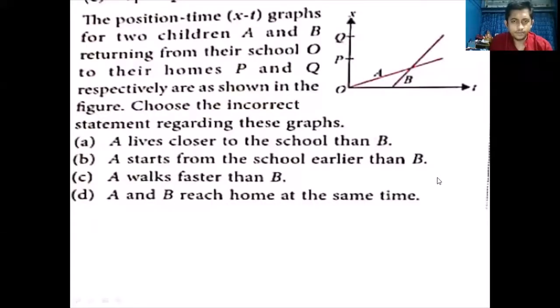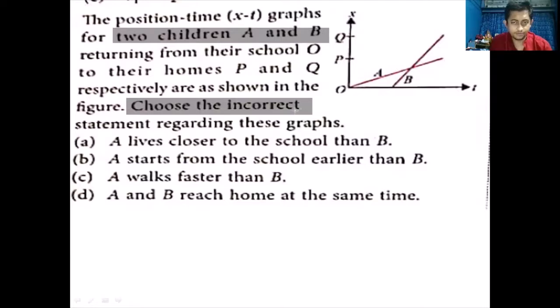Let's see this question. In the question, students, they are telling that the position time graph of two children A and B are given in this figure. So choose the incorrect statement. Incorrect statement. जो गलत है वो choose करना है. So students, you can see that A starts first. A ने अपना जर्नी पहले चालू किया. A का डिस्प्लेसमेंट पहले होने लगा. And B starts after some time. थोड़ी देर के बाद B ने अपना जर्नी चालू किया.